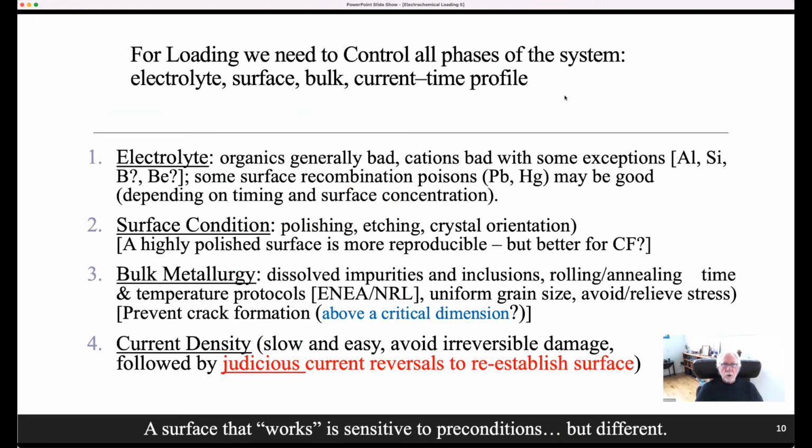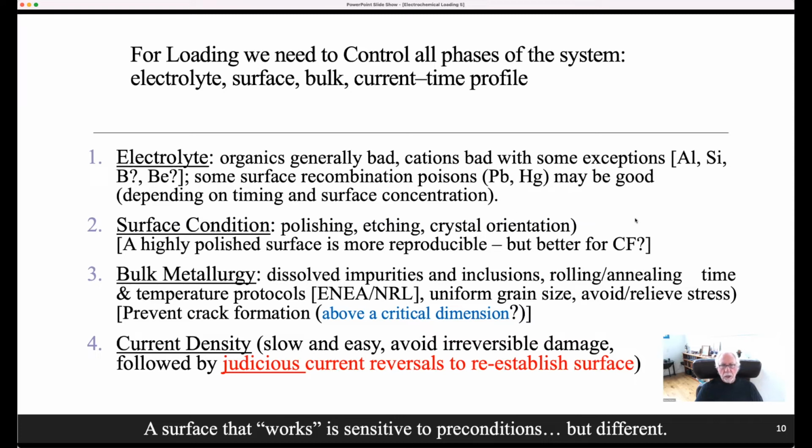For loading, we need to control all phases of the system: the electrolyte, the surface, the bulk, and the current time profile, which is the thing we have most control over. In the electrolyte, generally organics are bad. Most cations that discharge onto the surface are bad. We can use surface recombination poisons to inhibit Tafel and Heyrovsky reactions. Heavy metals, lead and mercury may be good, but the timing is important and the concentration of these is important.